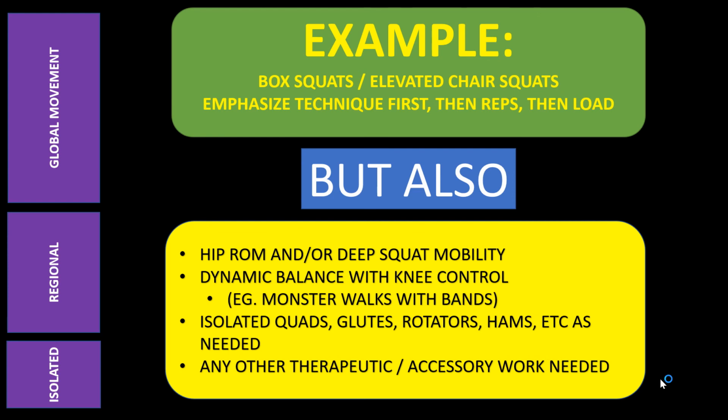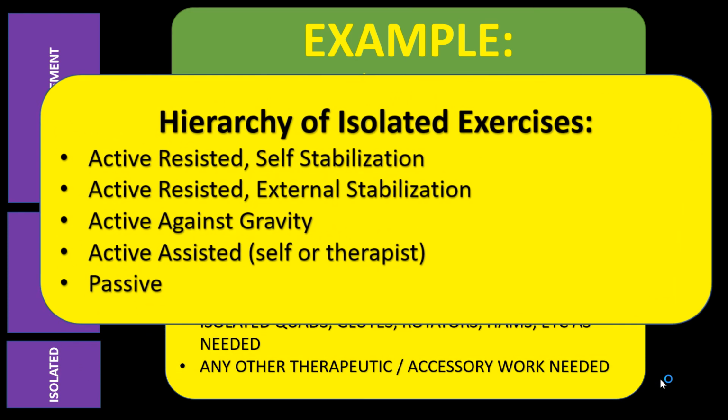So when we look at the isolated exercises, we do also have a hierarchy here. We're making the assumption in many cases that the individual has a 3+ out of 5 grading for their manual muscle testing, and they're able to do functional patterns, but sometimes we get in the situation where they aren't. So what do we do when we think about isolated exercises, and what's the hierarchy there?